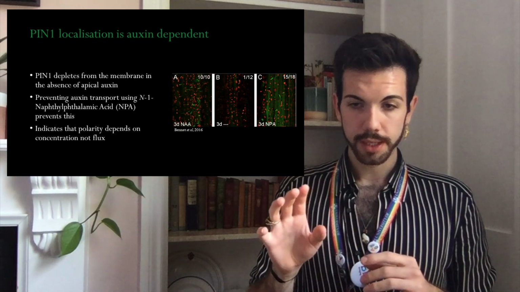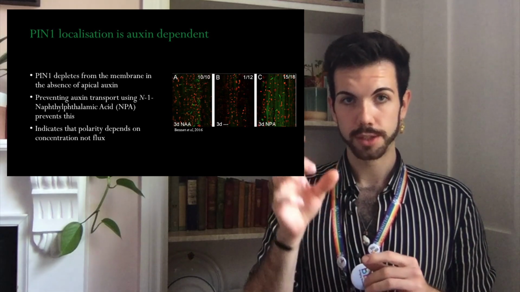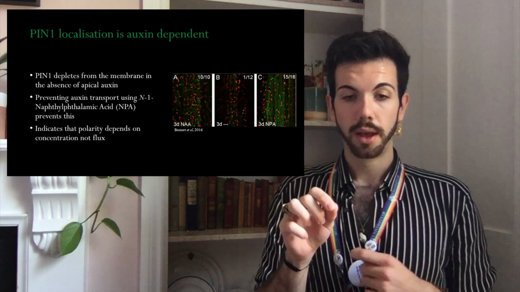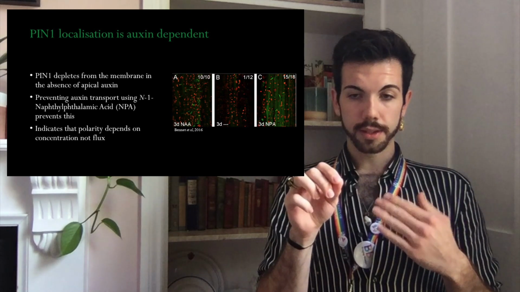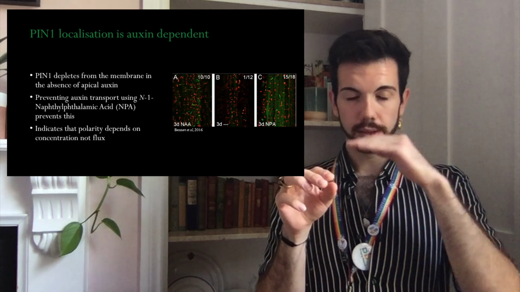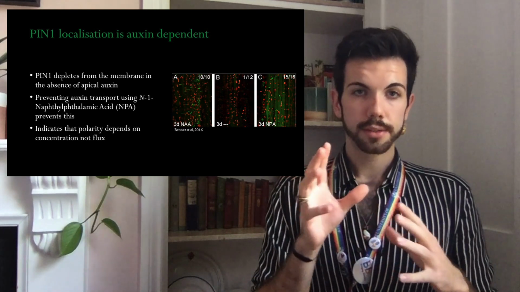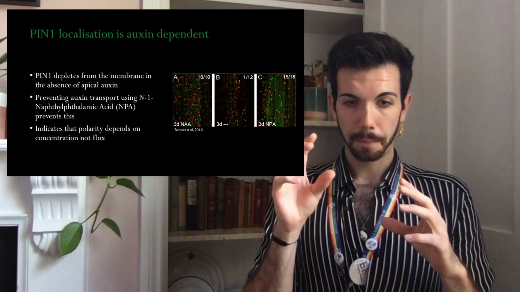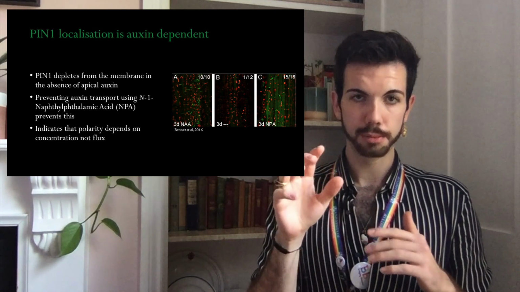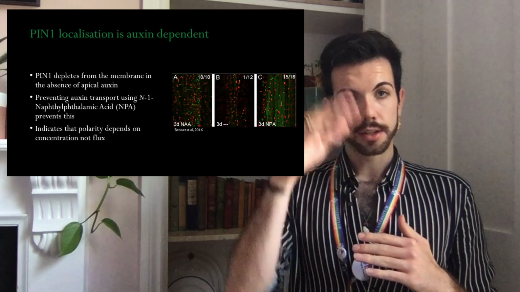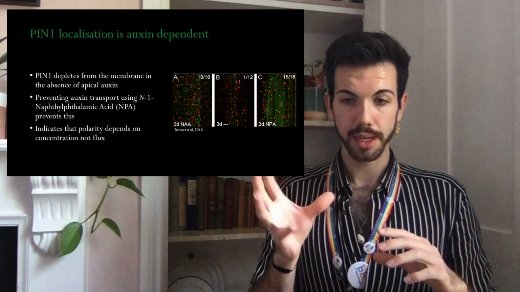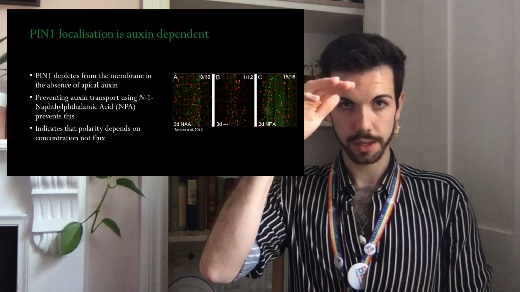But actually, if we add something called NPA, which inhibits those auxin efflux transporters, those PINs, we can see that it's able to maintain the PINs on the membrane still. So that's suggesting to us that the polarity of the PINs, their location on the basal membrane, depends not on the flux of auxin across the membrane, but on the concentration differential, because that NPA is trapping auxin inside that region of the cell.